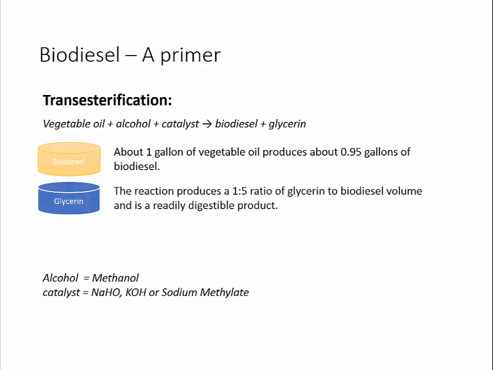This reaction produces a 1-to-5 ratio of glycerin to biodiesel volume also, which is a readily digestible product. It can be put in an anaerobic digester. That means for every 5 gallons of biodiesel, you will get 1 gallon of glycerin.